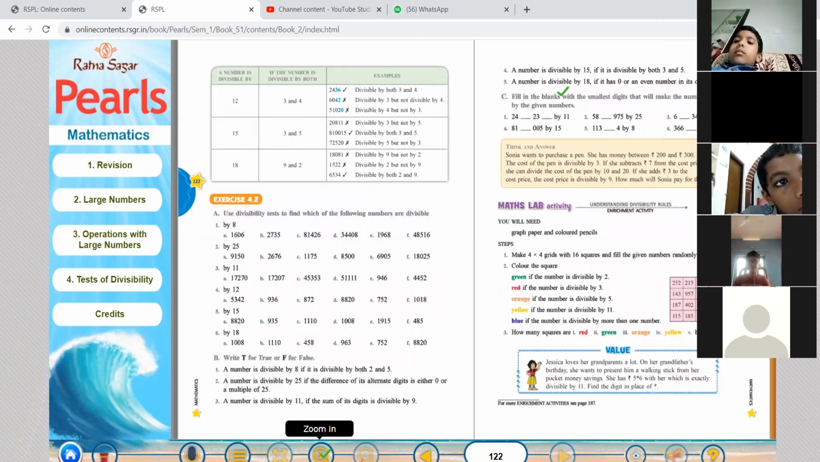And again, a number is divisible by 12 if the number is divisible by both 3 and 4. And similarly, a number is divisible by 15 if the number is divisible by both 3 and 5. And at last, a number is said to be divisible by 18 if it is divisible by both 9 and 2.